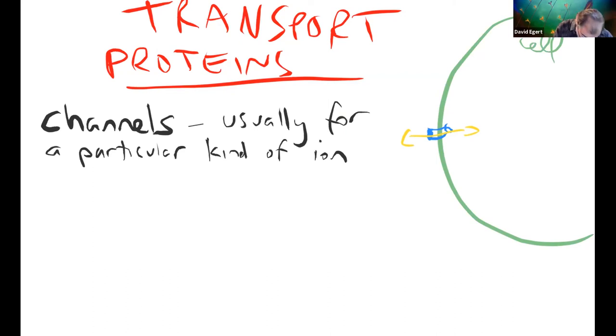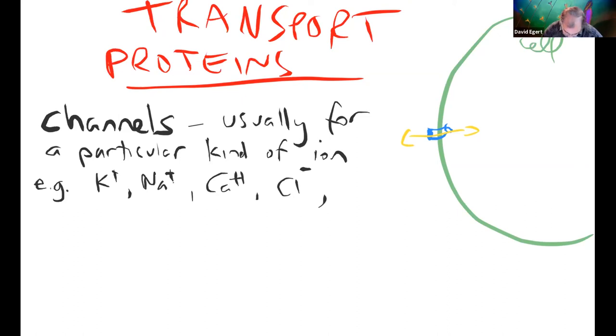For example, we'll have potassium channels, sodium channels, calcium channels, and chloride channels. Sometimes they're more about the qualities. You can have divalent cation channels that will let calcium or magnesium through. Or sometimes you have what we call leak channels that just let anything through. But in general, when we talk about channels, we'll be talking about ones that are specialized, that just let potassium, or just sodium, or just calcium, or just chloride through. So these channels let an ion cross the membrane, typically a particular kind of ion.